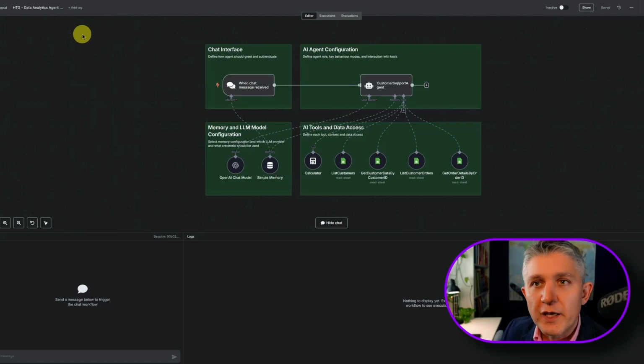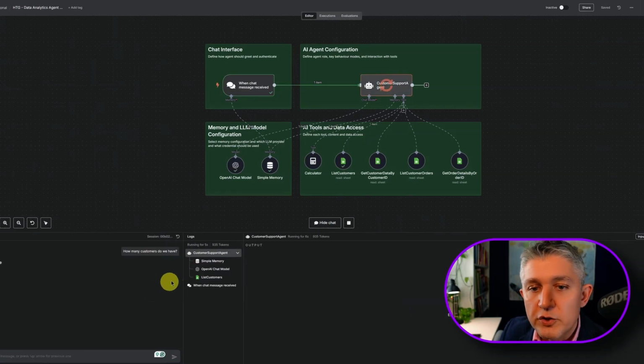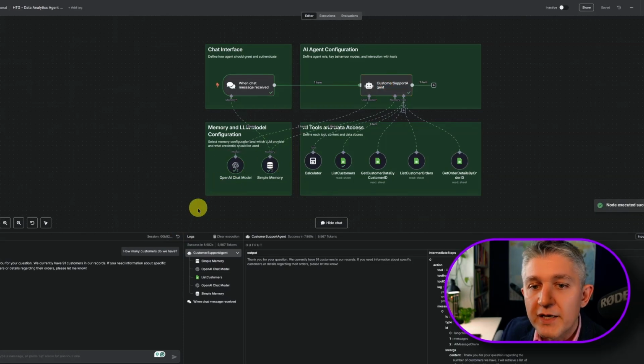Let's go back to our agent that we will be building in one of the next lessons. Let's ask it a question. For example, how many customers do we have? Here, you can see the agent is using the OpenAI API, and it used in total 9,967 tokens. Our simple sentence of 6 words generated 9,967 tokens.